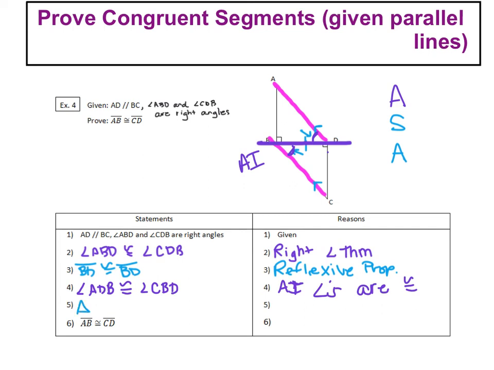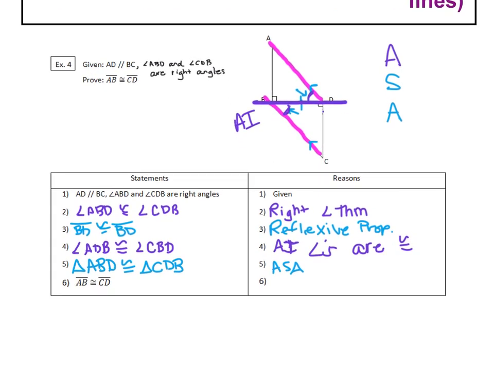So we're going to say triangle ABD is congruent to triangle CDB, and that's from our angle, side, angle congruency. And then because we have congruent triangles, all the corresponding parts are congruent, so we're ready to state that AB is congruent to CD, and our reason is CPCTC.